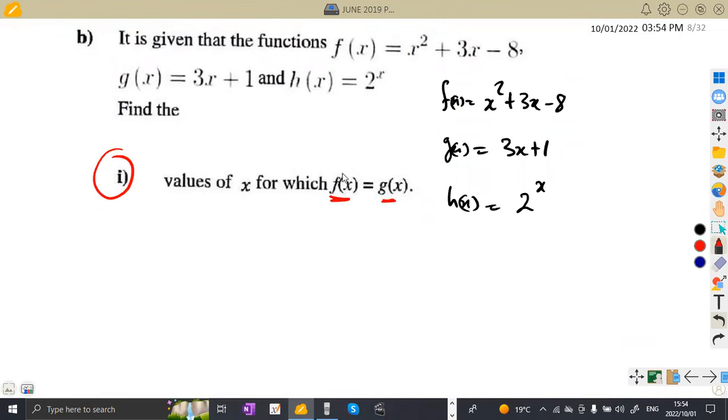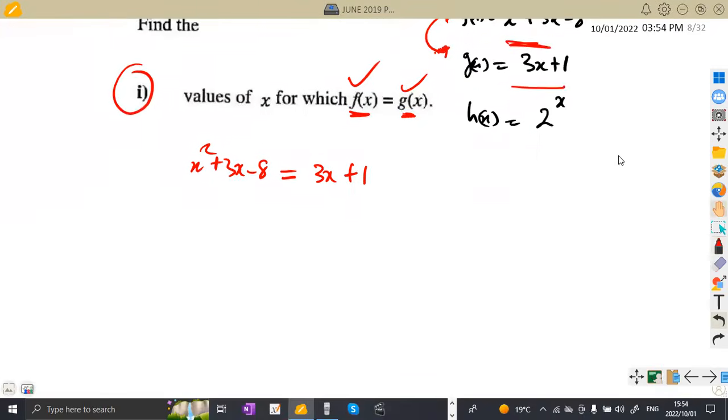What are they trying to say? f of x and g of x, they're equal. So what are we simply doing? We are simply equating the two, because they are given these two, they are equal. So this is your f of x, which is x squared plus 3x minus 8, is equal to g of x. This is your g of x here, which is 3x plus 1. It's an equation that you have formulated.